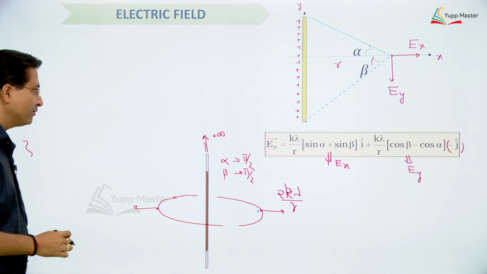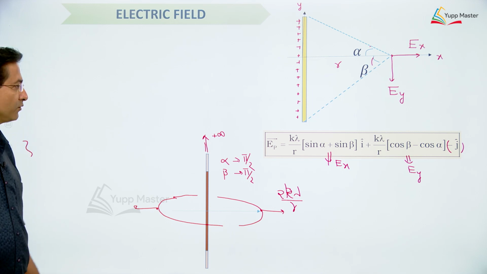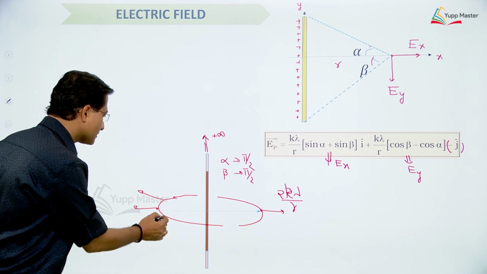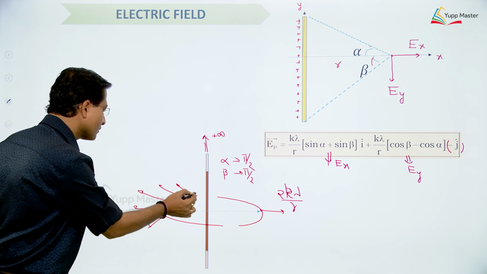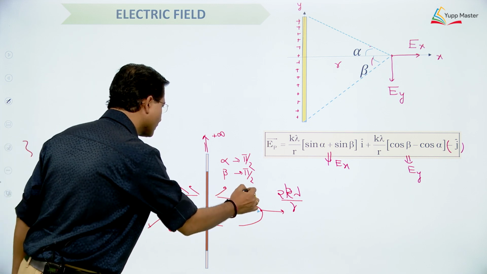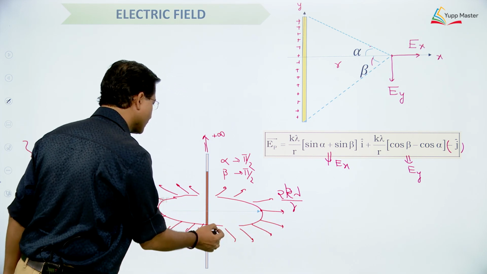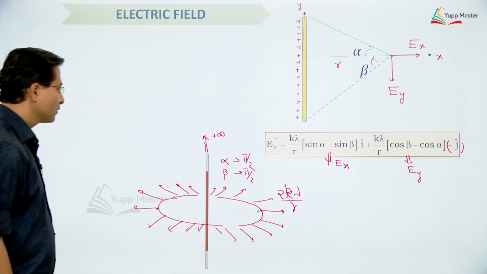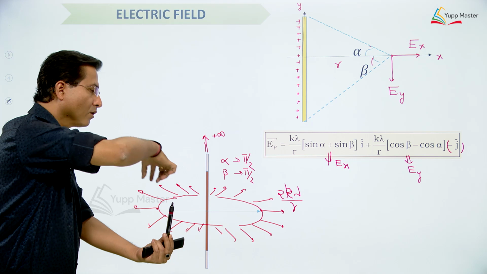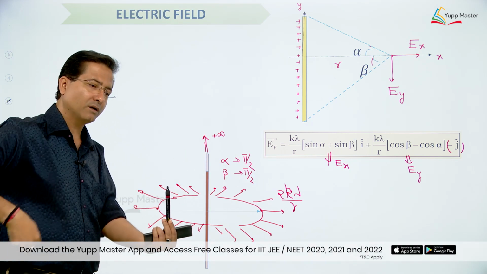So at every point on the circle, the magnitude of field will be the same, but the direction will be perpendicular to the axis. It will be something like this. So around this infinite wire, the field lines or electric field will be perpendicular to the wire in the outward direction.